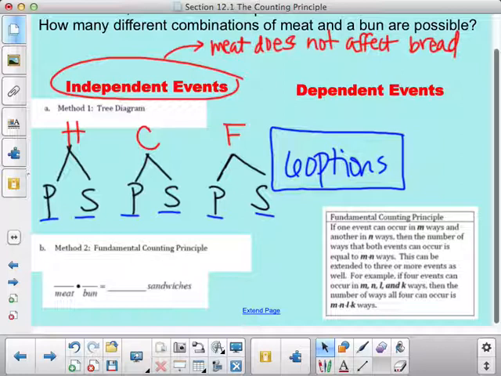Using this fundamental counting principle, I go back to my number 1 example. How many options for meat did I have? There were 3 options, and there were 2 options for bun. So 3 times 2 gives me 6 sandwich options.